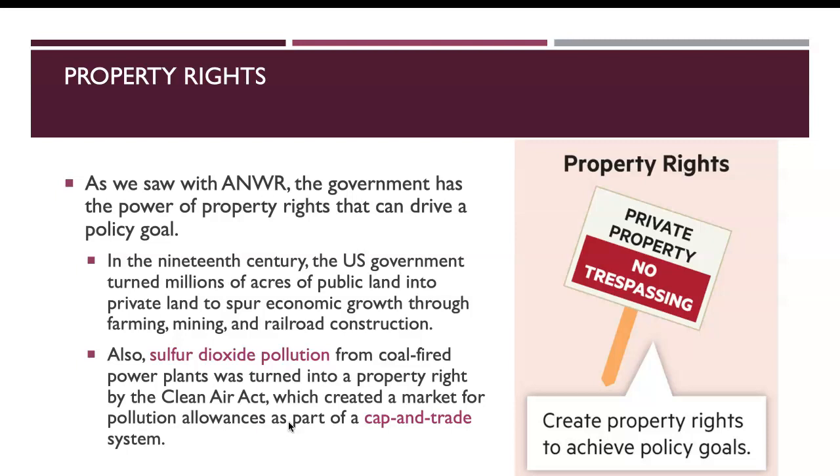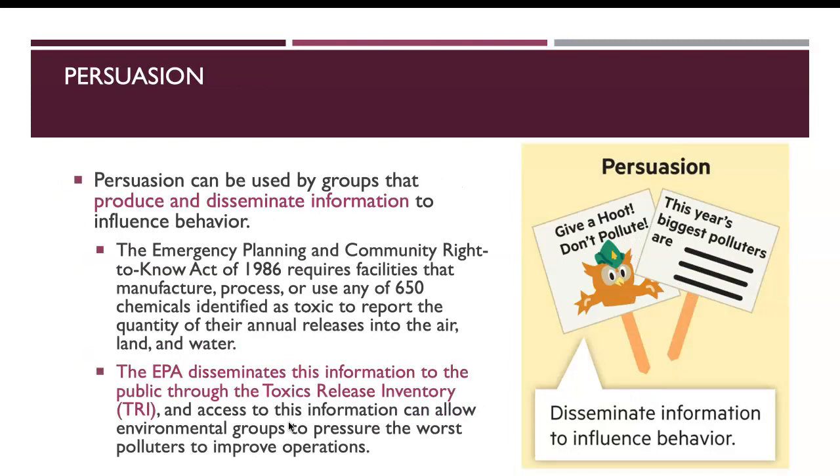So the government declared those are their property and they have the rights and the rules for the property. So everybody has to follow the regulations. Persuasion means giving out information to influence behaviors. And the EPA disseminates this information to the public.